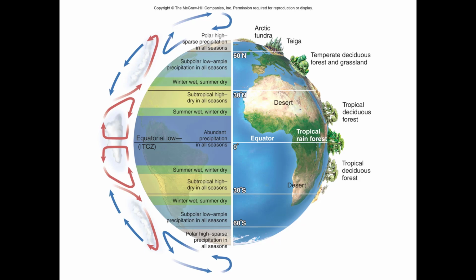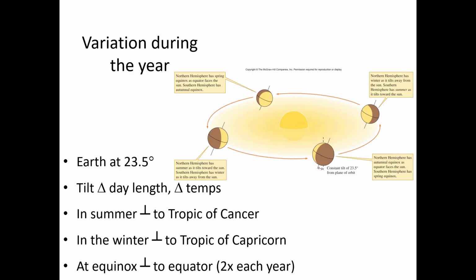And, well, why is the ITCZ moving? Well, that has to do with the tilt of the Earth. The Earth is tilted relative to the sun. What that means is that the northern hemisphere gets winter as it tilts away from the sun, but as it's tilted towards the sun, it's going to get summer.